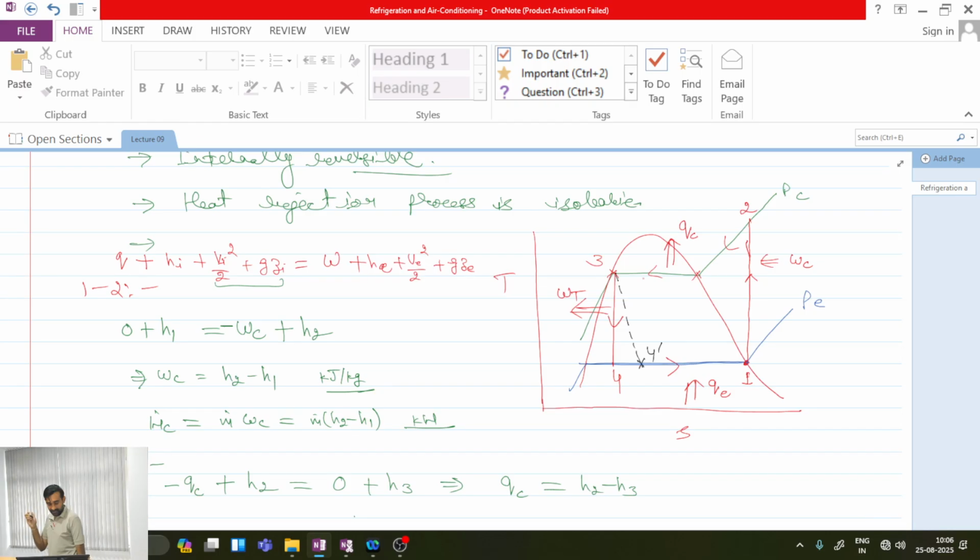Basically, what is your aim? Your aim is to decrease the pressure from P3 to P4, or condenser pressure to evaporator pressure. Then only you will be able to come to the evaporator side. That is the first point. The second point is that whenever you decrease the pressure, the temperature should also decrease from the condenser temperature Tc to the evaporator temperature Te. So these are the two things we need to decrease.